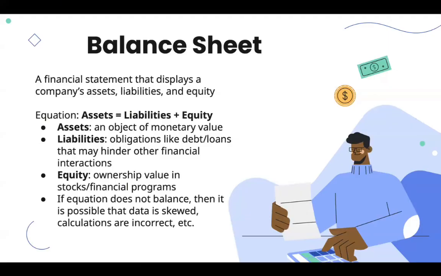The balance sheet equation must always balance. If the total assets do not equal the sum of liabilities and equity, this could indicate errors in data entry, miscalculations, or even financial discrepancies that need to be investigated. Ensuring the accuracy of a balance sheet is crucial for making sound financial decisions and maintaining transparency in a business.